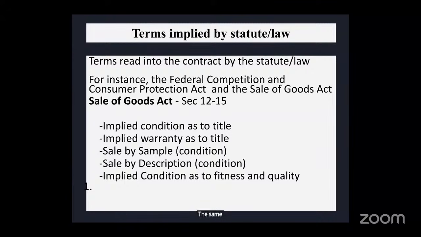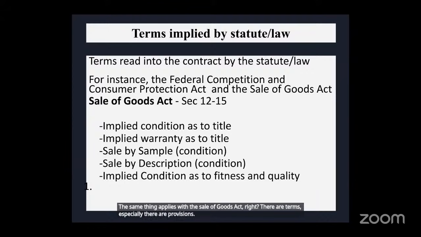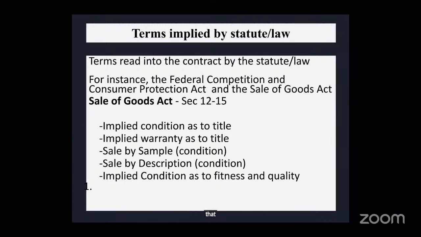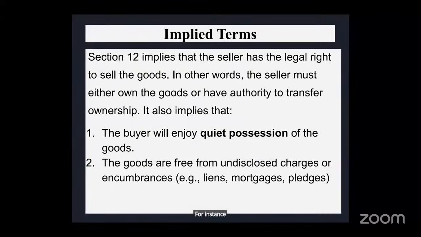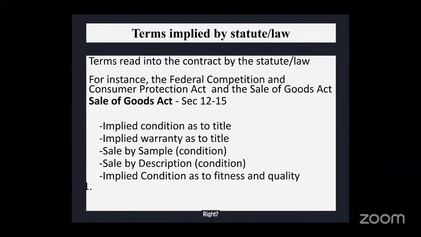The same thing applies with the Sale of Goods Act, right? There are provisions, especially in section 12 to section 15 of the Sale of Goods Act, that imply certain terms into a contract. So even though the parties may not have expressly agreed upon those terms, you would still find that some of those terms will still govern the contract. For instance, Section 12 of the Sale of Goods Act states that there is an implied condition as to title, right? So these are just some of the implied terms that you find in the Sale of Goods Act.